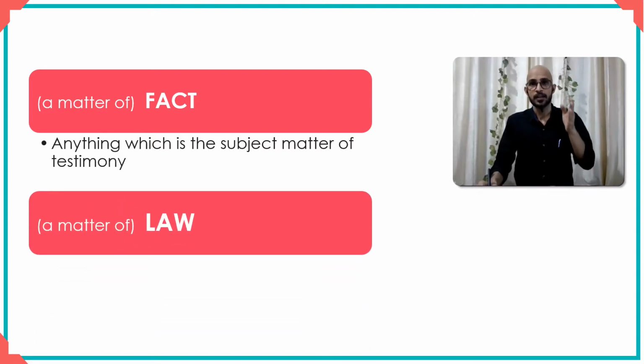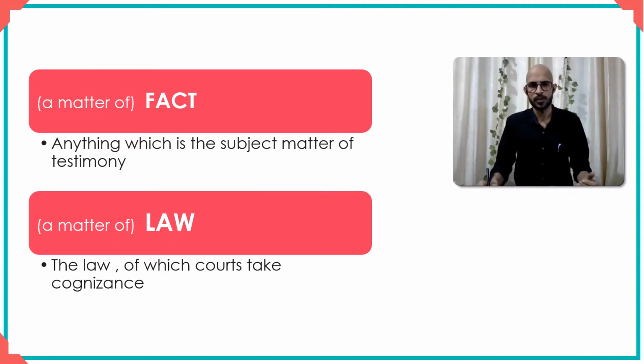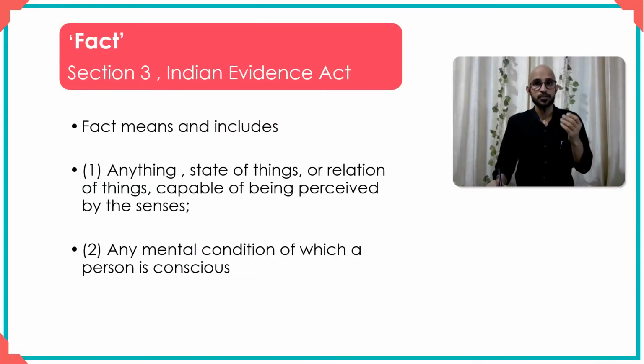On the other hand, the law is something which is the law of the land, and of course the court believes that to exist, so it is the law which the courts take cognizance of. So we know the difference between a law and a fact. In this video, we will look at fact in some detail. So Section 3 of the Act, which is the interpretation section, also gives us the meaning of fact, right?